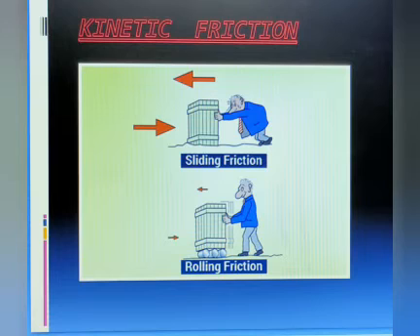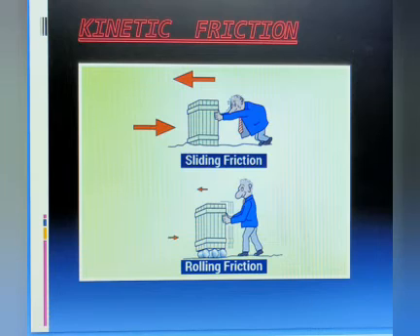Second type, kinetic friction. Kinetic means moving. Kinetic friction occurs when the applied force overcomes static friction and the object starts moving. Kinetic friction is of two types: sliding friction and rolling friction. Sliding means sliding against each other.